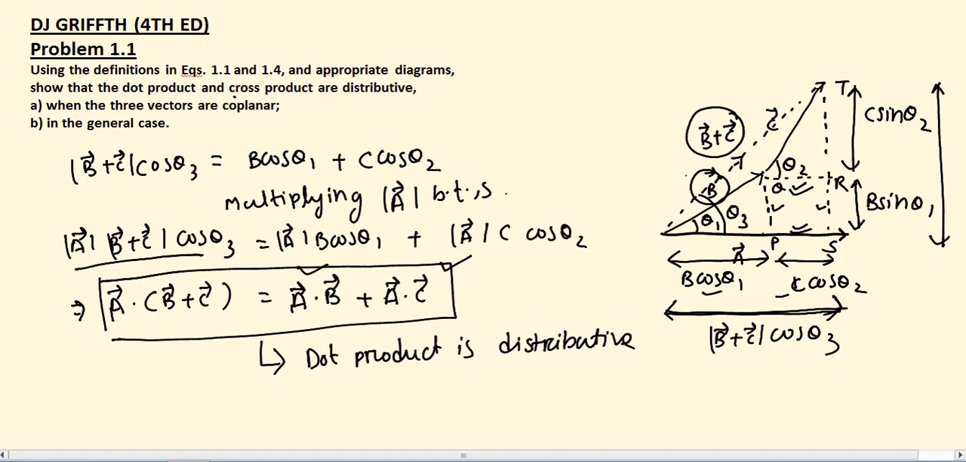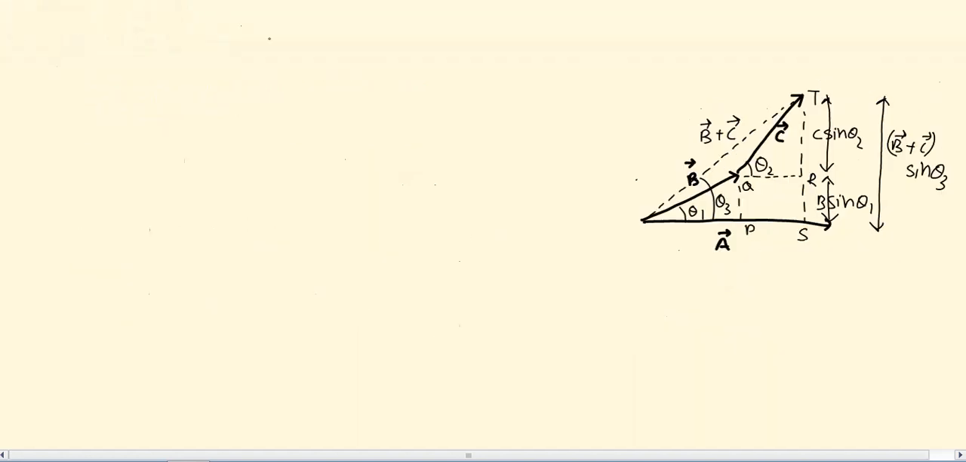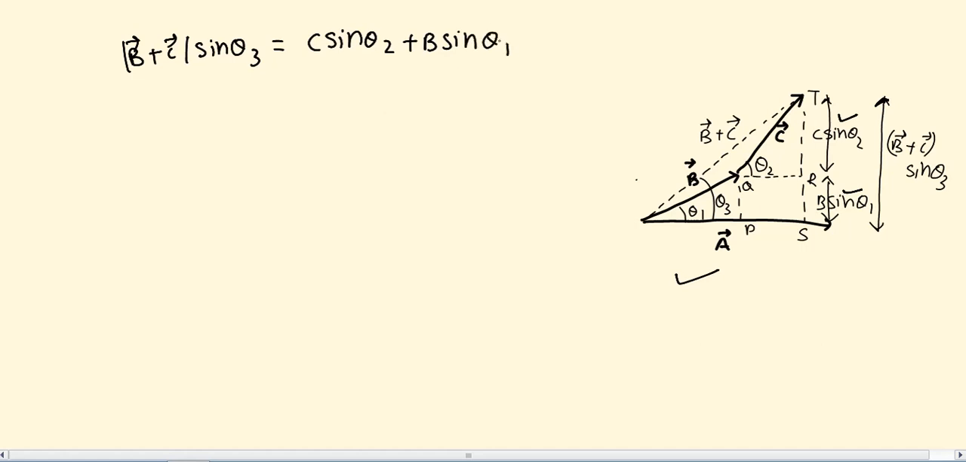Next, let's see the cross product is also distributive. So this is the same figure. Here now see, this total segment is the addition of this segment and this segment. So here we can write B plus C magnitude sin theta 3 equal to C sin theta 2 plus B sin theta 1. This is equation 2.